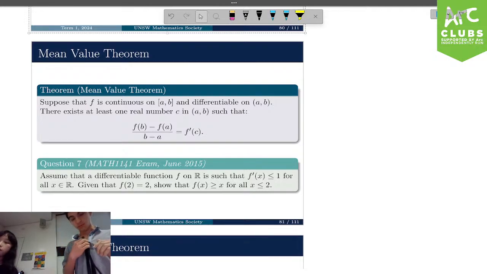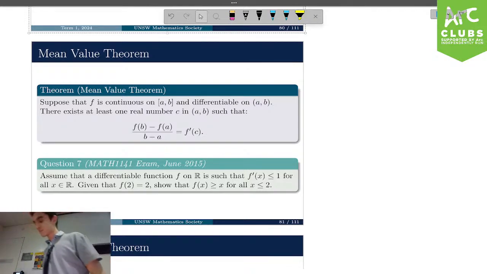That's mine. Hello, everyone. Round of applause to Angie Wang, the lovely opening to the calculus part of the revision seminar.